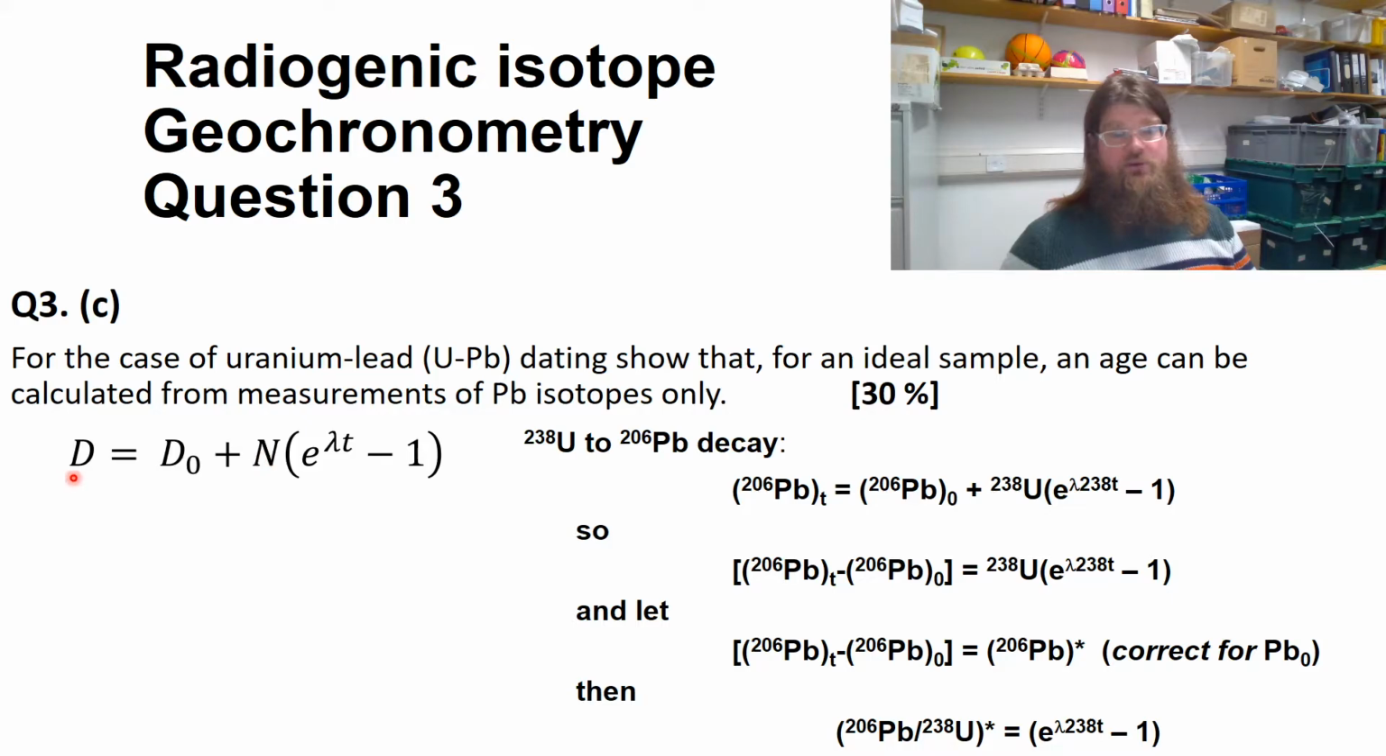If we plug our variables for uranium and lead into this, the parent isotope uranium-238 decays to lead-206, our daughter isotope. So the lead-206 that we have at any time is equal to the lead-206 that we had at the beginning, that's D0, plus that produced from radioactive decay of uranium-238. So that's this last part of the equation.